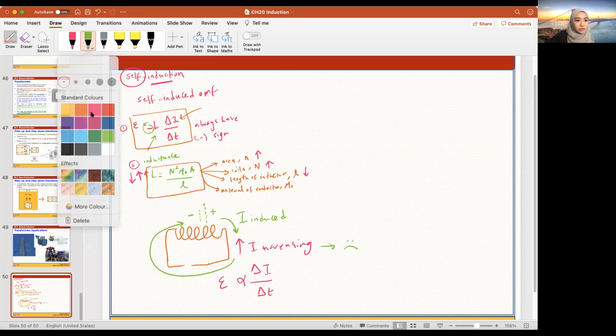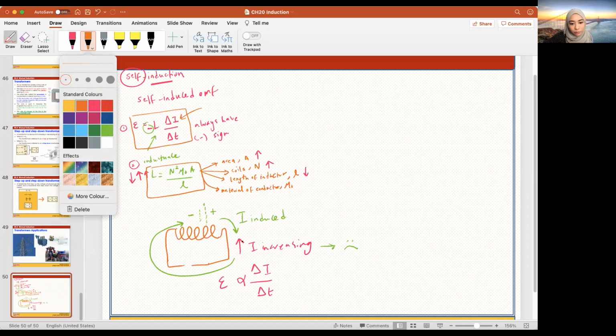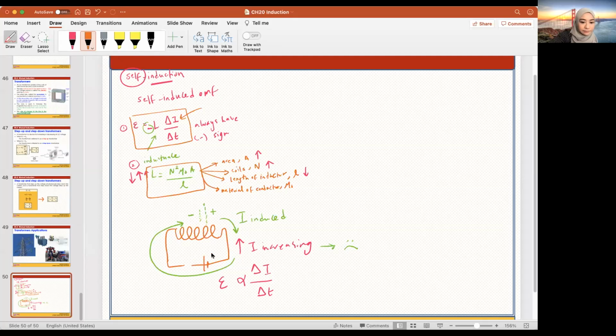Your current flows from the positive and goes back into the negative. Okay, let's compare it to the battery that we started with, I increasing from this direction. So the battery was like this before.